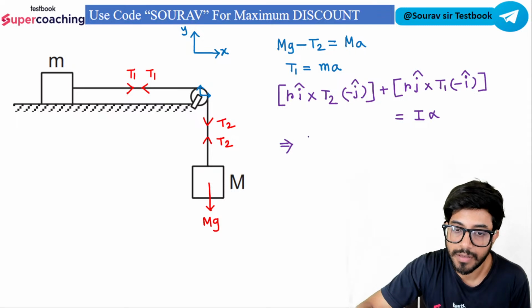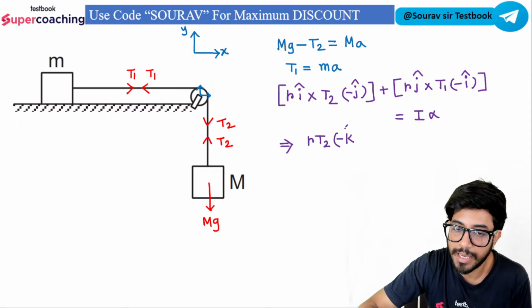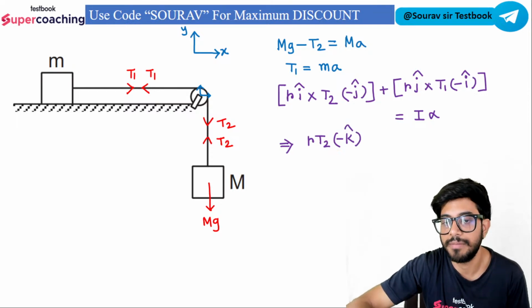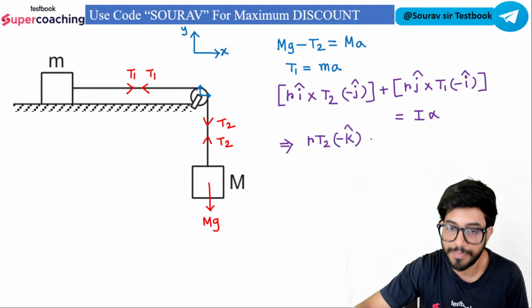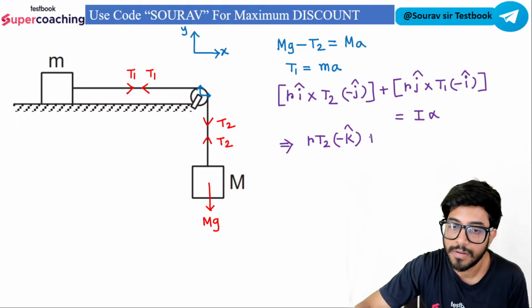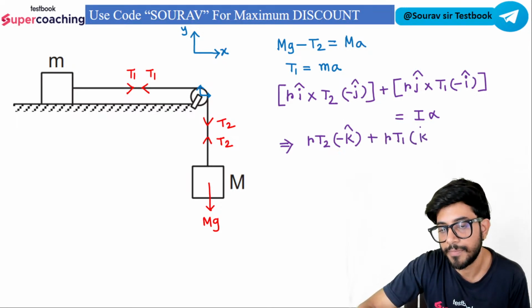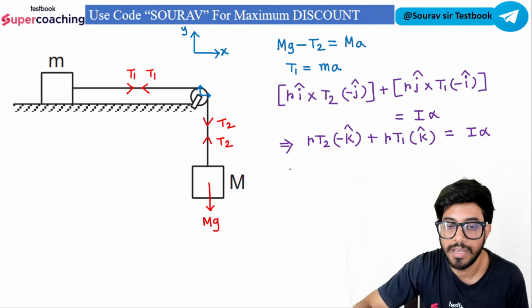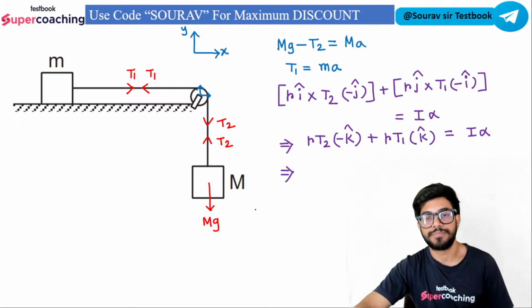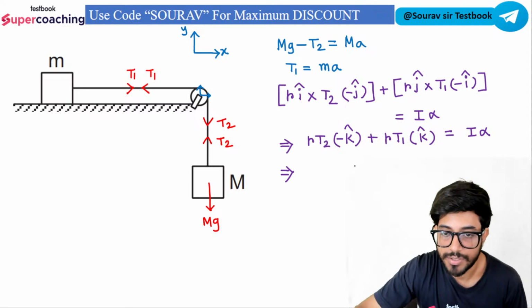So R T2 minus K cap, and from here I'm getting J cross I. J cross I is equal to minus K, but there is a minus, so plus K. So R T1 plus R T1 K cap. That's providing me I into alpha, the moment of inertia of this mass into alpha. Now you tell me one thing, what am I going to get?